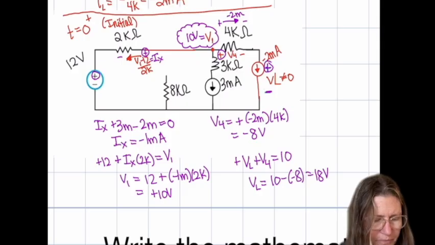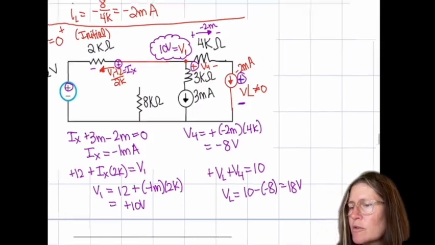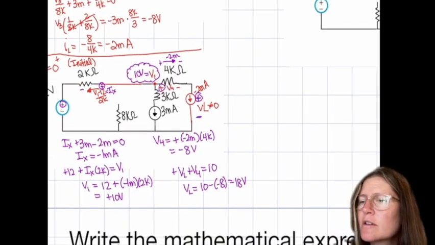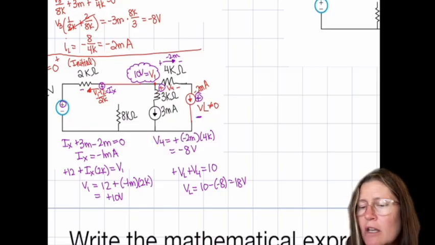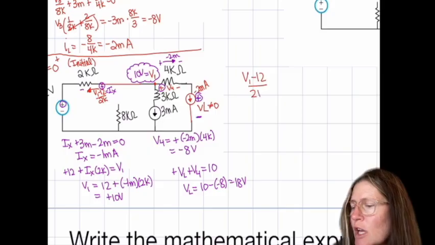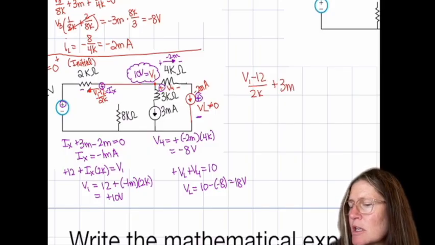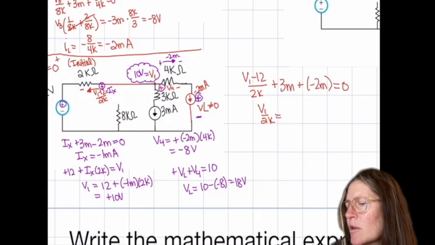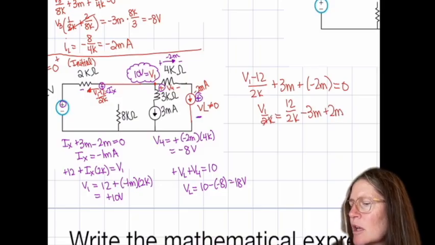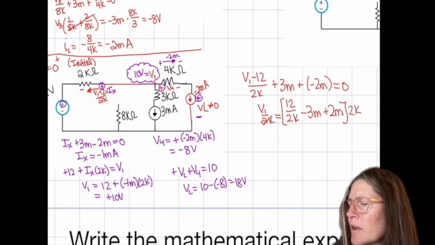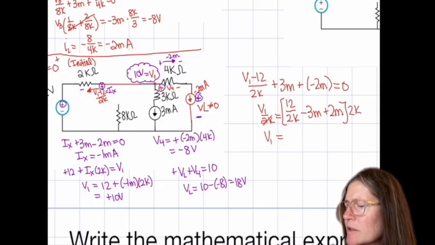So if we wanted to find the node voltage instead, it would have been (V1 - 12)/2k + 3 milli + (-2 milli) = 0. Solving this, 12/2k - 3 milli + 2 milli, and then multiplied by 2k, you end up with V1 is 12 minus 2, for 10 volts also.